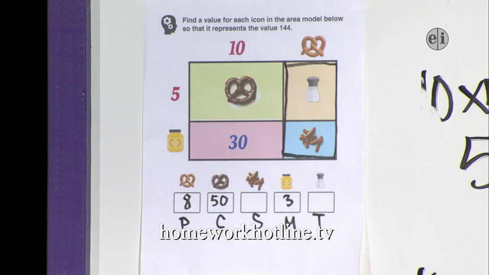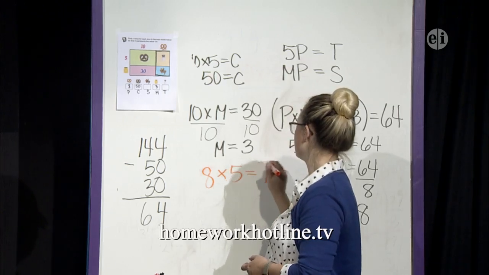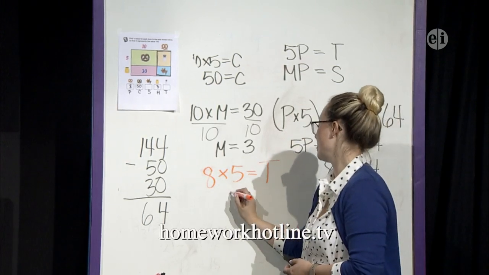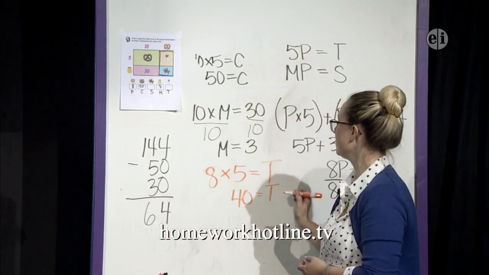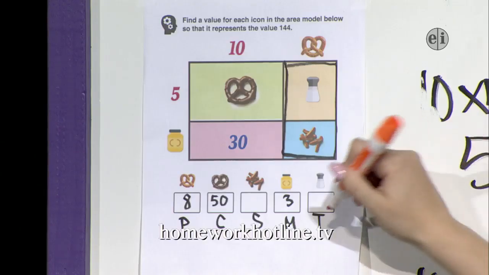I say it one way and then I write it the other. 8 times 5 equals T for salt. So 8 times 5, remember your facts, equals T. So 40.